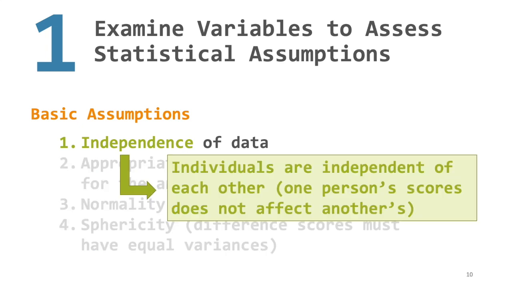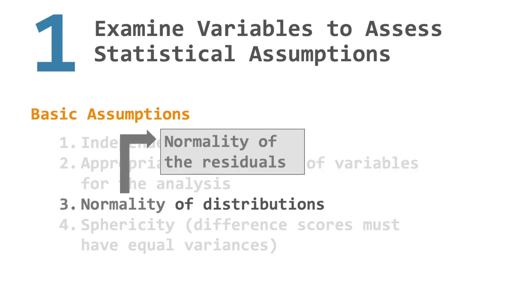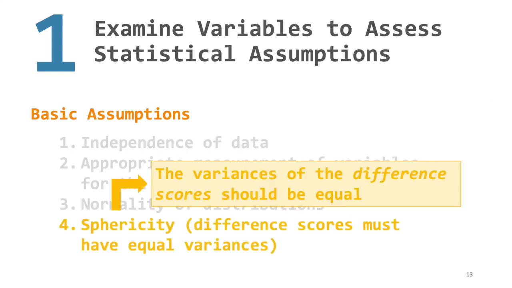So first thing, individuals are independent of each other. The appropriate measurement: we need an interval or ratio dependent variable. We want normality of the residuals. We use a QQ plot again. And then sphericity: the variances of the difference scores should be roughly equal.